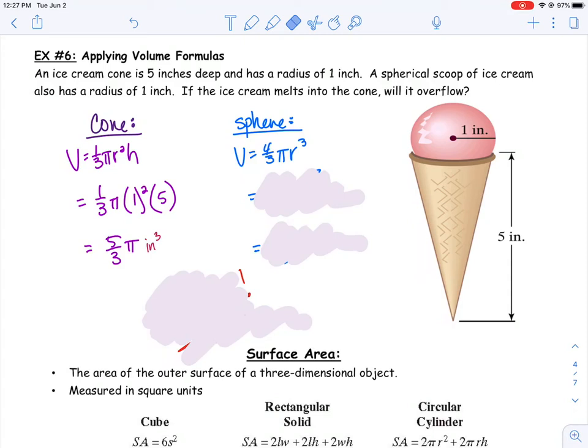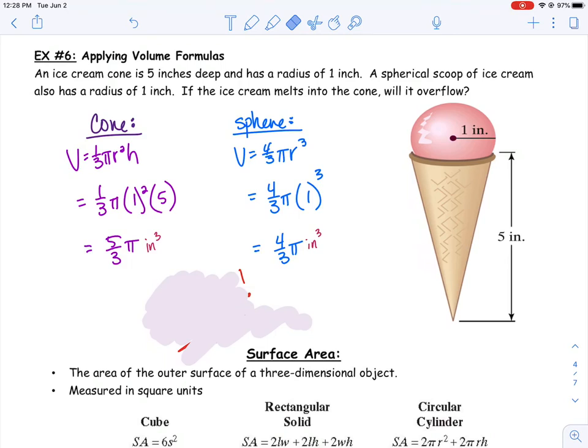The formula for volume of a sphere is 4/3 pi r cubed. I know that the radius of this ice cream is 1 inch, and so I can say that the volume of the ice cream is 4/3 pi inches cubed. And so it's actually a very nice fraction comparing both of these. I have a 5/3 pi and a 4/3 pi.